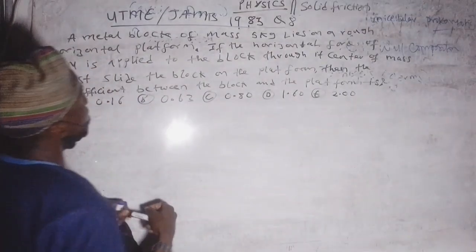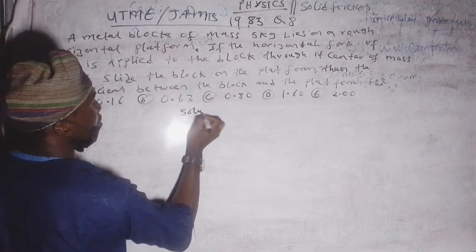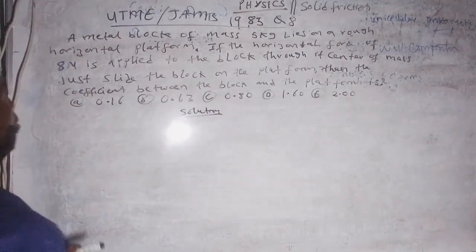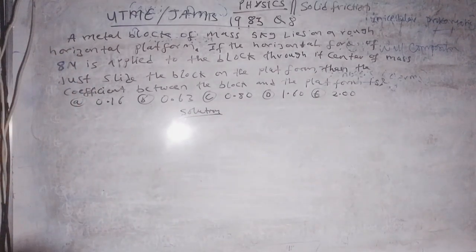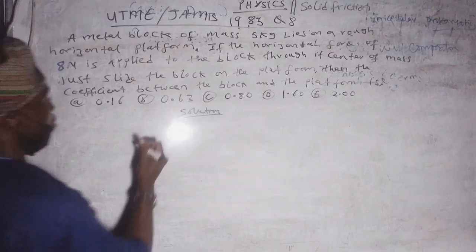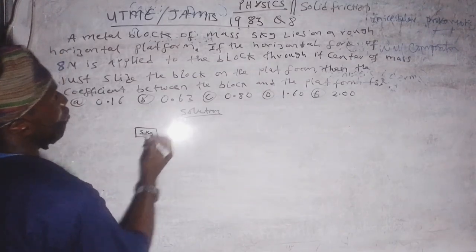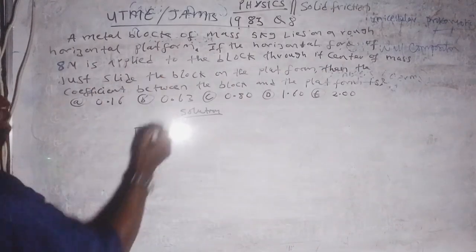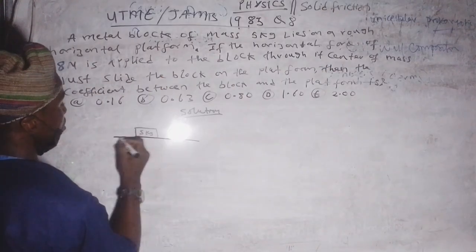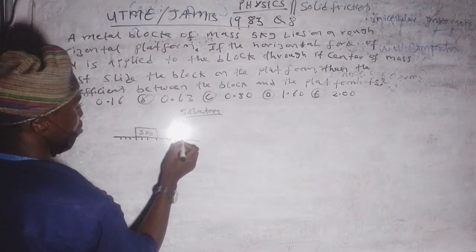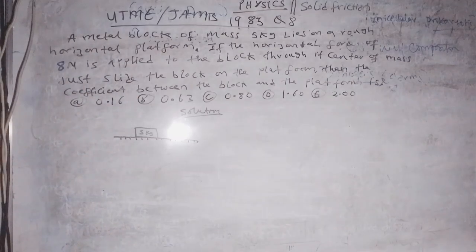So we have 1985 question 8. So what is the question? The question says a metal block of mass 5 kg. We're having a metal block, mass is 5 kilogram, lies on a rough horizontal platform. We have a horizontal platform. So the block lies on the horizontal platform like this.